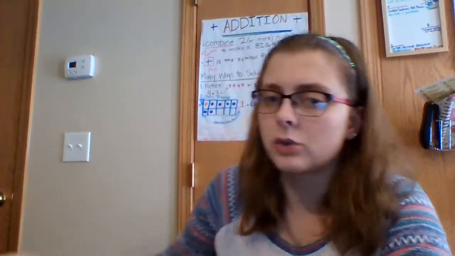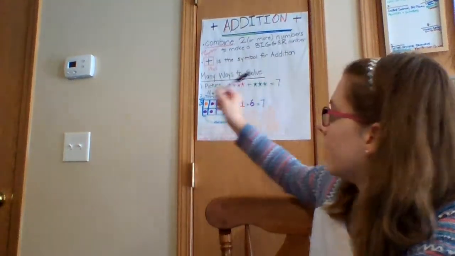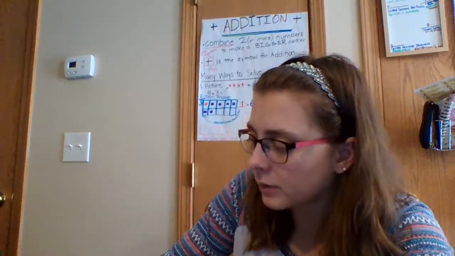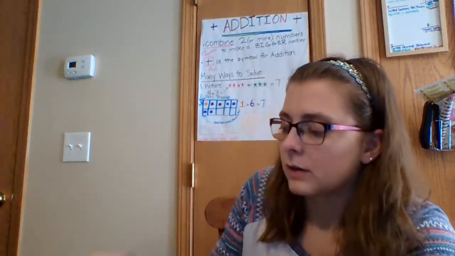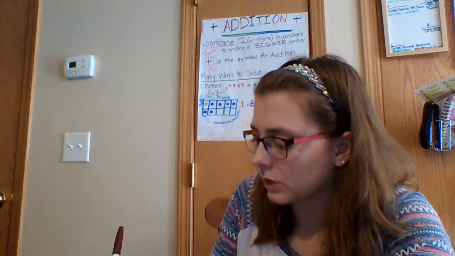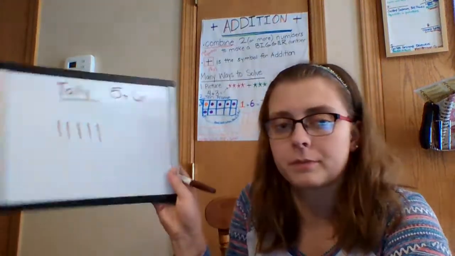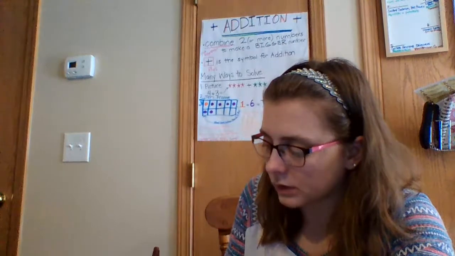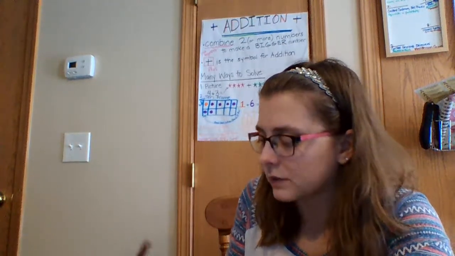Okay, let's try one more. And then I think you guys should be able to do this on your own. Again, it's very, very similar to our picture strategy. And so it's very easy. We're just drawing straight lines to show the number in each set. 5 plus 6. My first set is going to be 5. 1, 2, 3, 4, 5. And then my second set is 6. 1, 2, 3, 4, 5, 6.